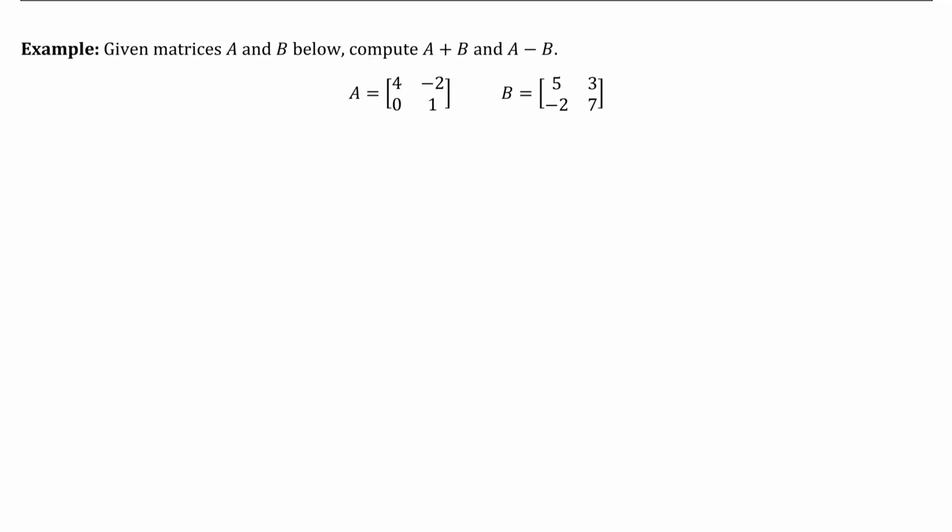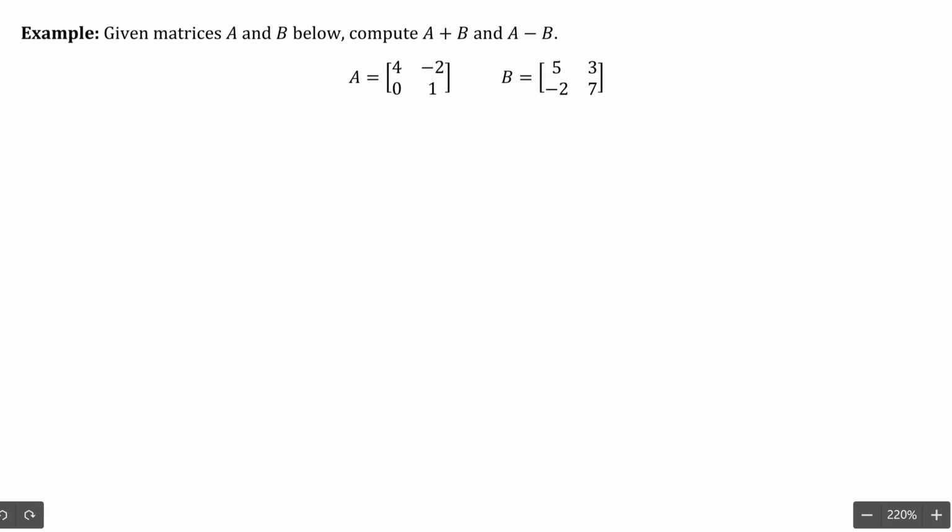In this video, we will add and subtract matrices. In order to add or subtract matrices, we do so by adding or subtracting their corresponding entries. That means that the addition and subtraction of matrices is only possible when the matrices have the same dimensions. That means they have to be the same size matrices. So that's the first thing to check when you're adding or subtracting matrices.